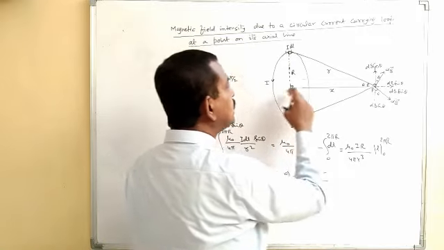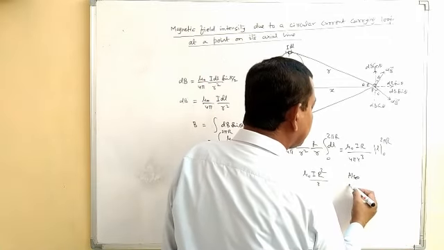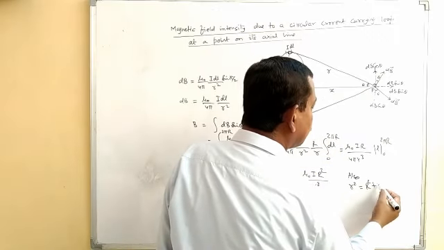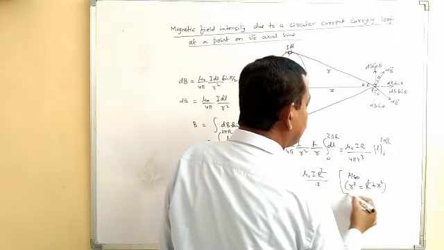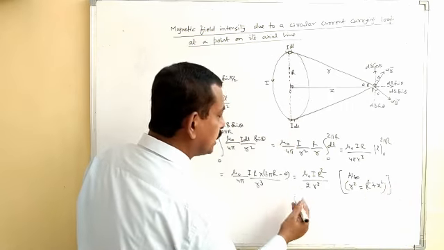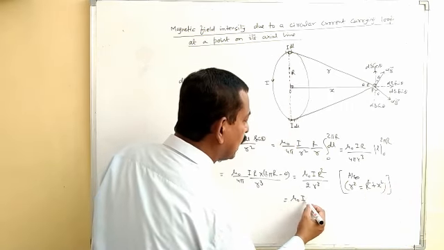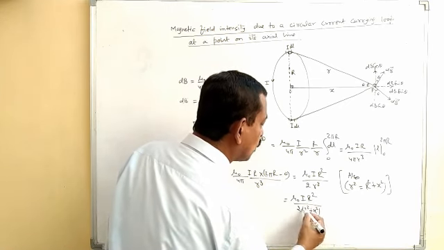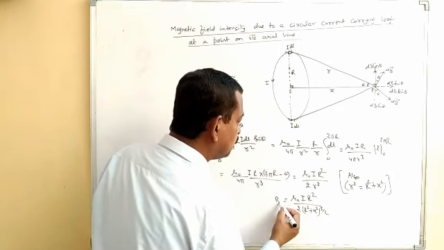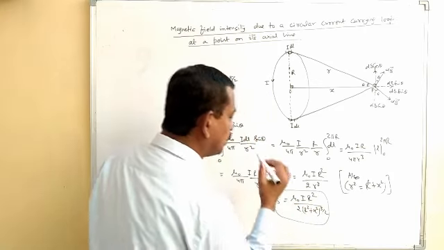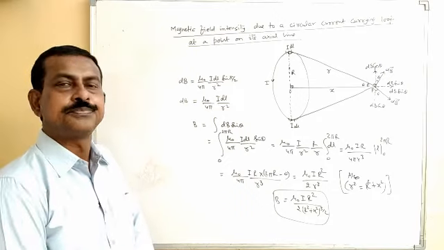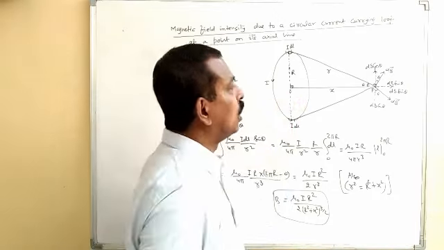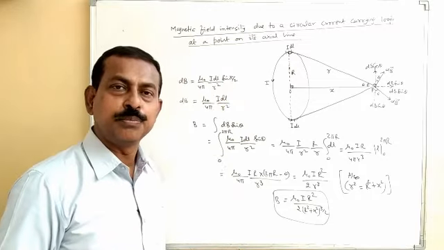Now you see, this small r square can be written as capital R square plus x square. So if you substitute it here, what you will get? Mu naught I R square by 2 (R square plus x square) power 3 by 2. This is the value of magnetic field. This is the magnetic field on the axial line of a circular current carrying loop.